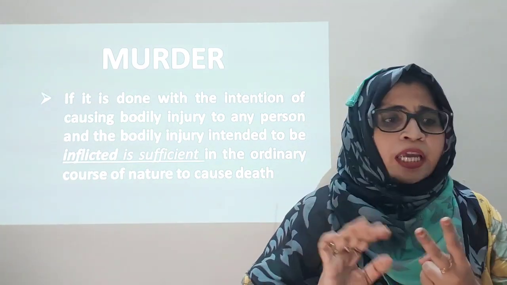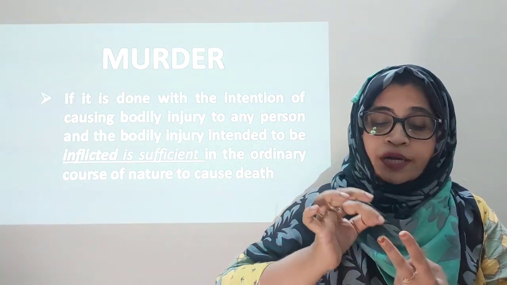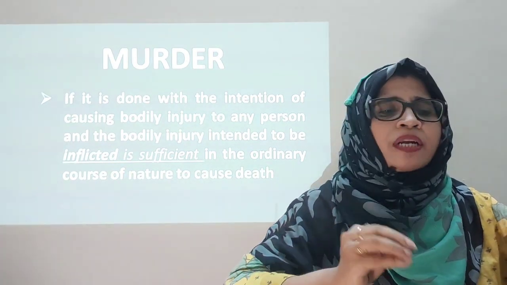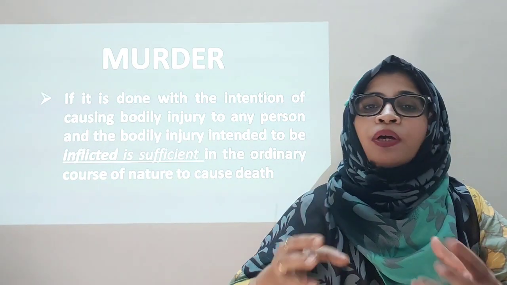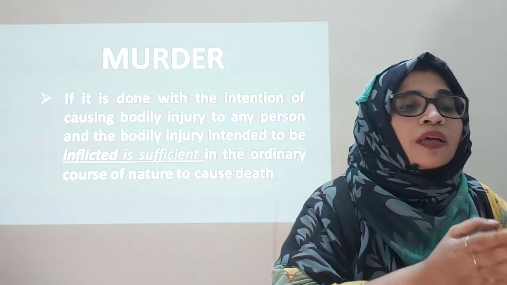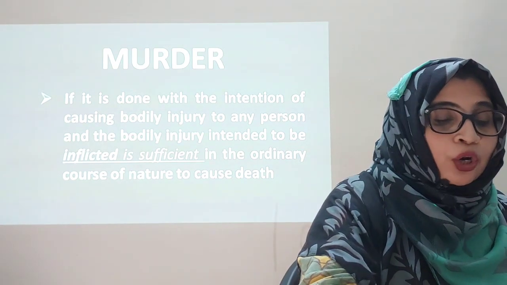And he blows it. He has already injured B. The injury inflicted is sufficient for murder. It is enough, meaning that with one blow only, B died. Right? Those are the things described in this clause of Section 300.